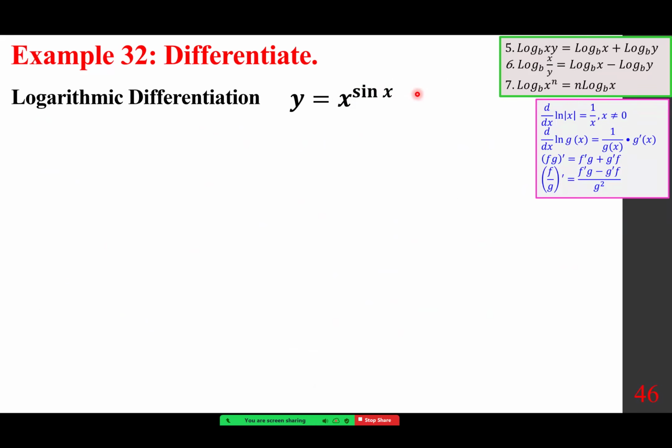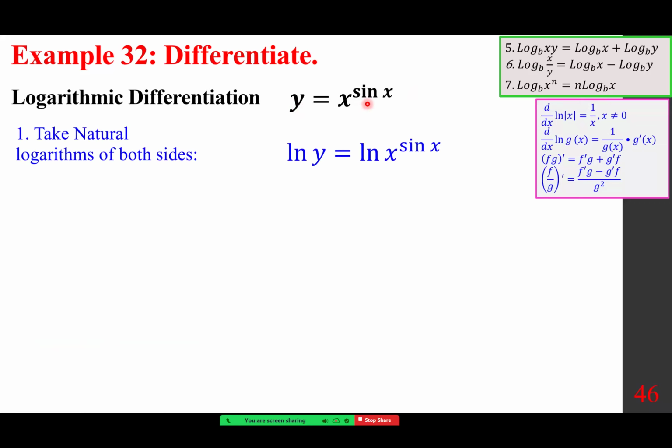So to go with the logarithmic differentiation, you are going to take the natural log of both sides. So ln of this left side is ln of the right side. And the right side, sine x, will sit in front according to this power rule of logs. So sine x sits in front. And now you can see that the product rule can be used.